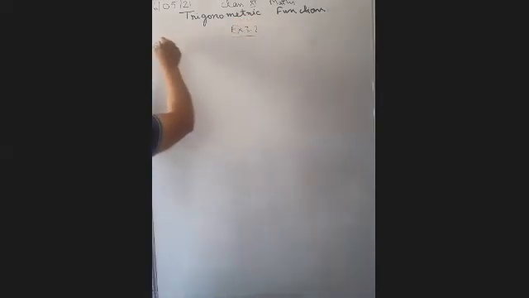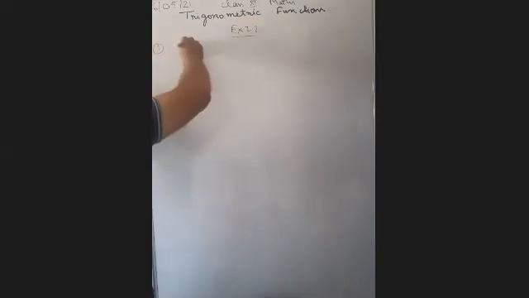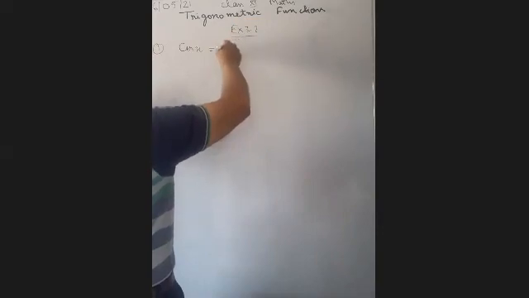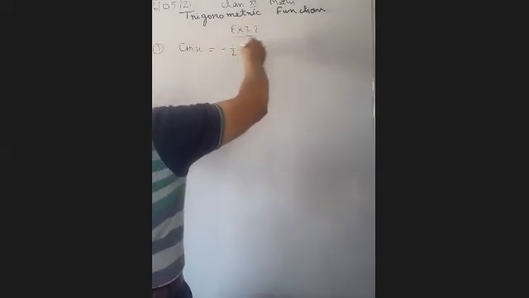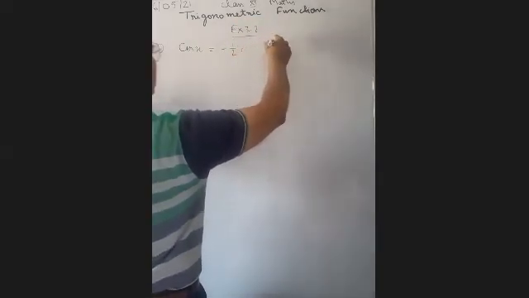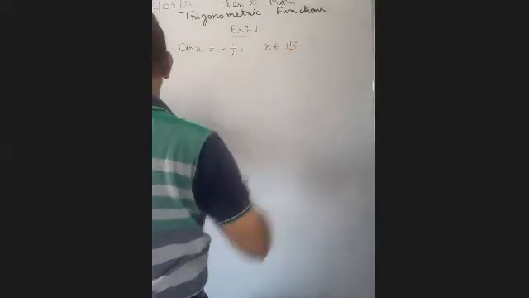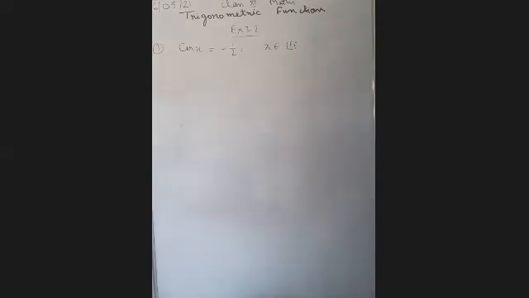The first question is: cos x is equal to -1/2, and x lies in the third quadrant. So you have to find the other 5 trigonometric ratios.